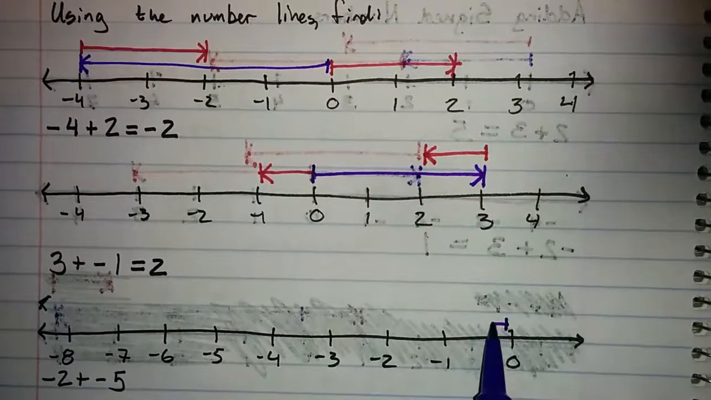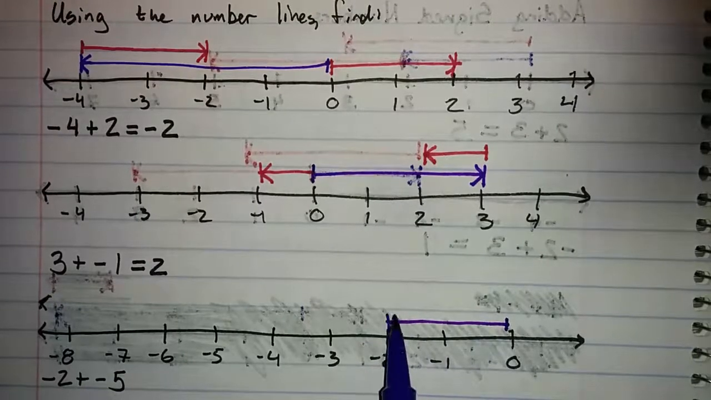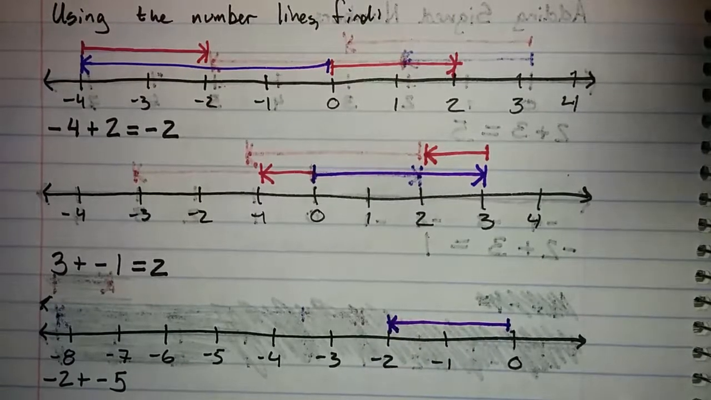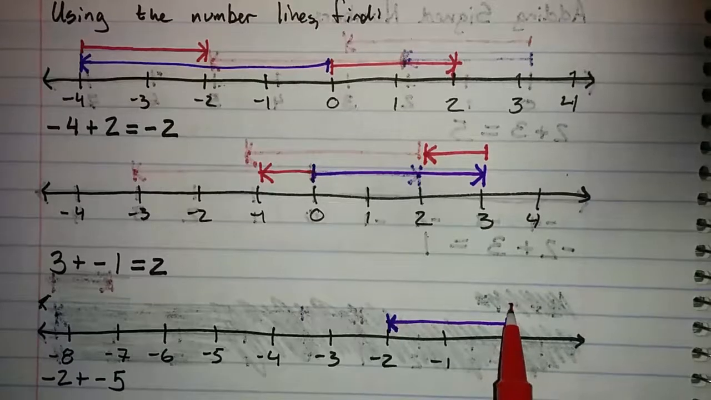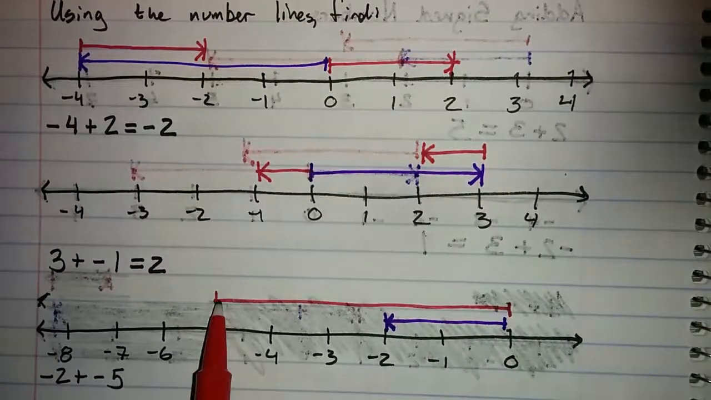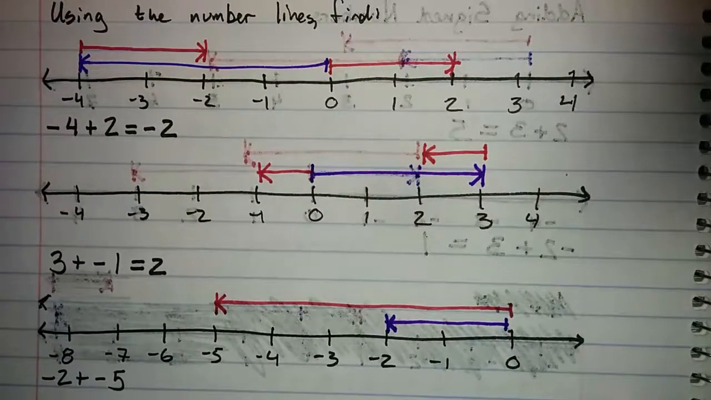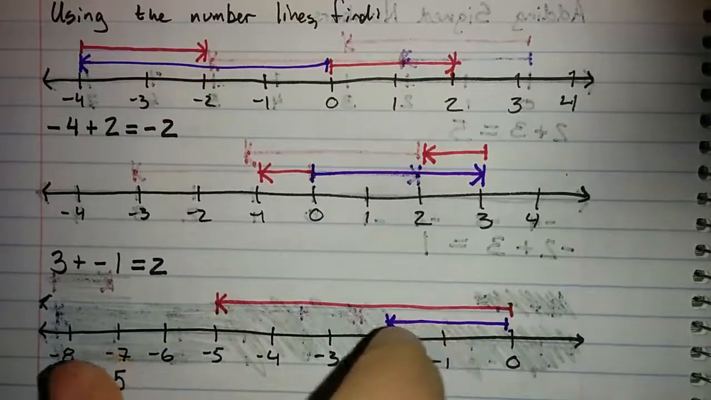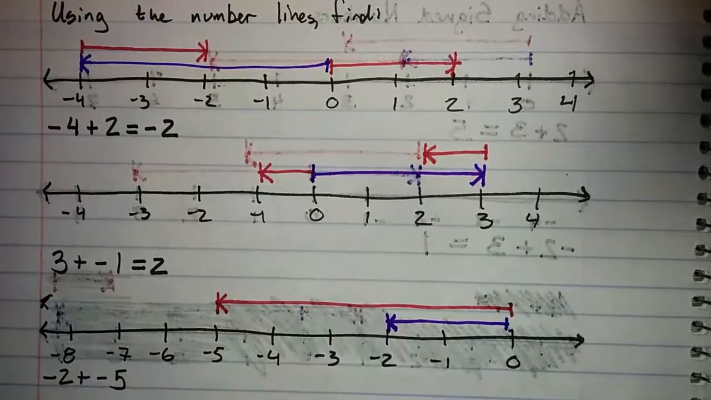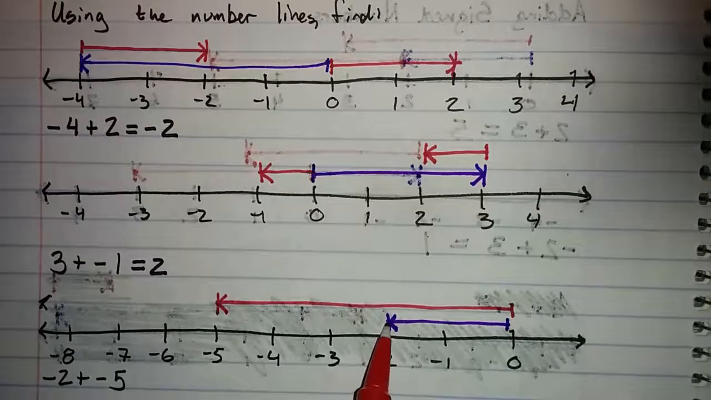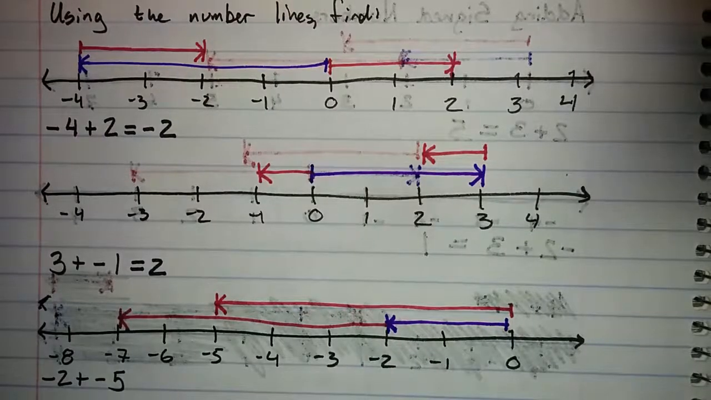Finally, negative 2 is 2 units to the left of 0. Negative 5 is 5 units to the left of 0. We pick up negative 5, put it down over here, and we get negative 7.